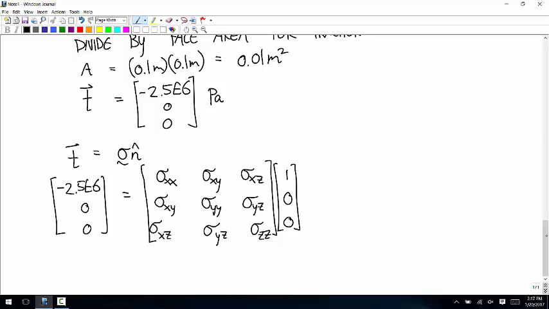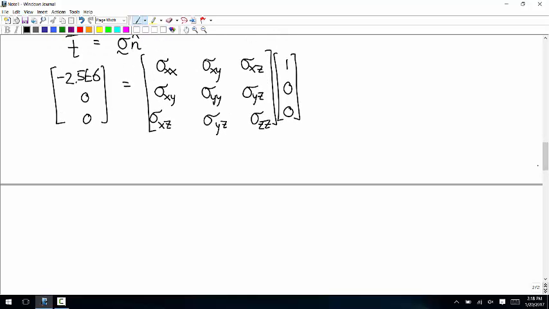And now we just go through the matrix multiplication. And we have one equation that says negative 2.5 times 10 to the 6 is equal to 1 times sigma xx. Then 0 is equal to sigma xy, and 0 is equal to sigma xz. Yep.